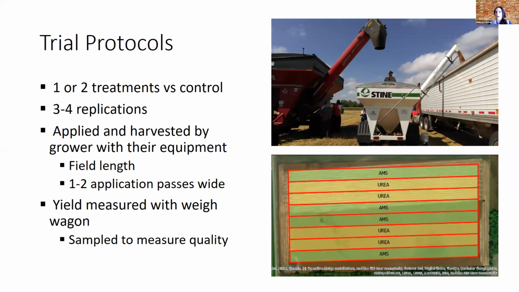So basically, our setup for a lot of the trials that we do, we're just looking at one or maybe two treatments versus what is usually a farmer practice or a control. And we have at least 3 to 4 replications that are randomized through the field. And these are done at field scale, so they're applied and harvested by the producers with their equipment or the co-op's equipment. And then at the end of the season, we measure the yield in a weigh wagon and get protein samples for our wheat too.